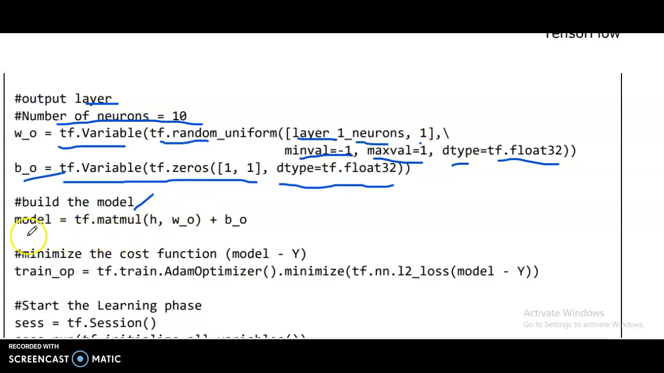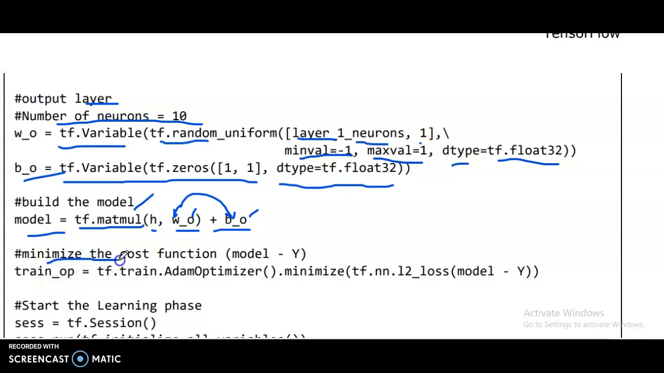Build the model. Model equal to TF dot matmul, that is matrix multiplication, H comma W_O, where O means output. This one is also the variable weightage, plus P_O, O means output. W and P are almost the same category. Variable to be analyzed.